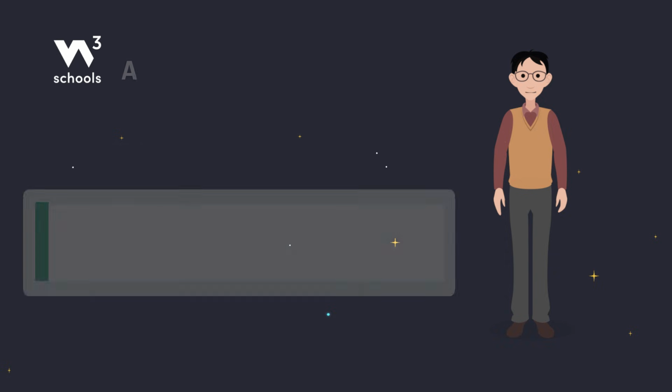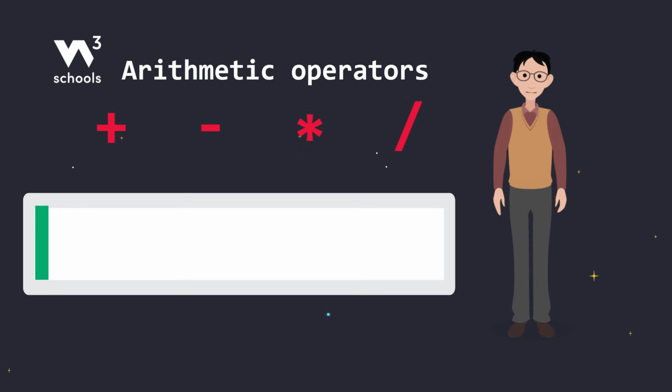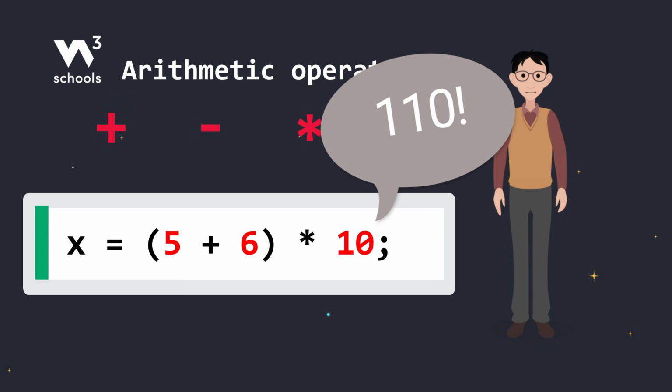Next up, operators. Arithmetic operators do math, like adding, subtracting, and multiplying. Here, 5 plus 6 adds up to 11 and then multiplies by 10. That's 110. Math is easy in JavaScript.